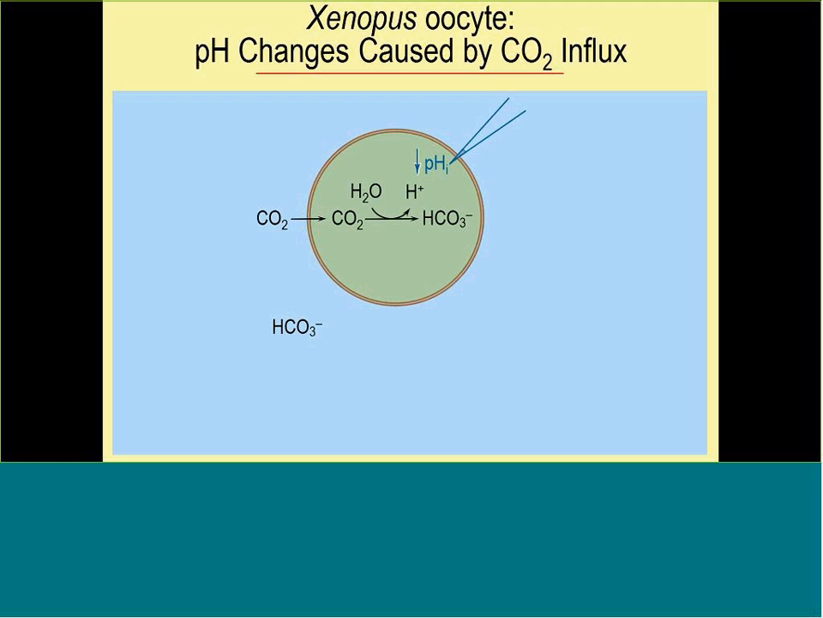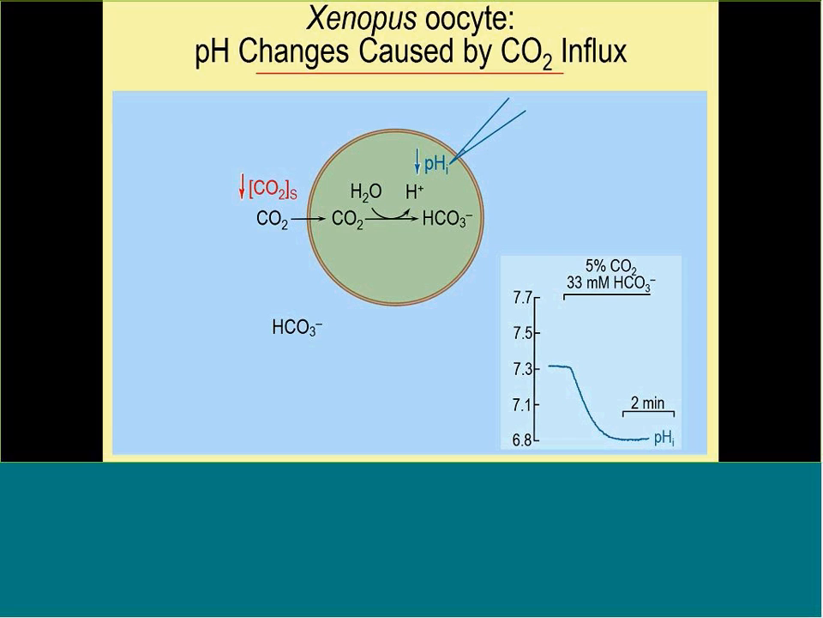So the intracellular concentration of protons will increase, and therefore the pHi will decrease. This can be measured experimentally with a pHi microelectrode, and this is a typical recording that we obtain. So what happens at the outer surface of the cell, which is the main physiological pH signal to which we are interested in our experiments?